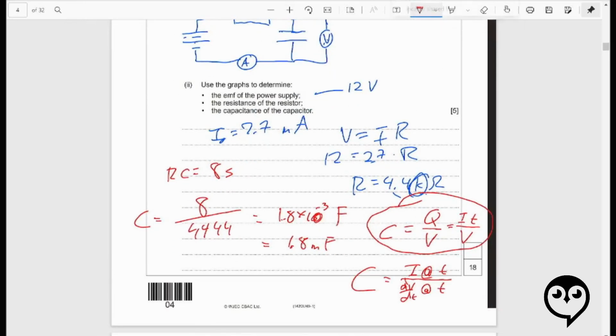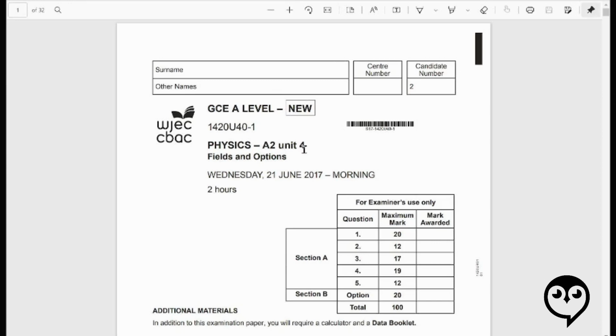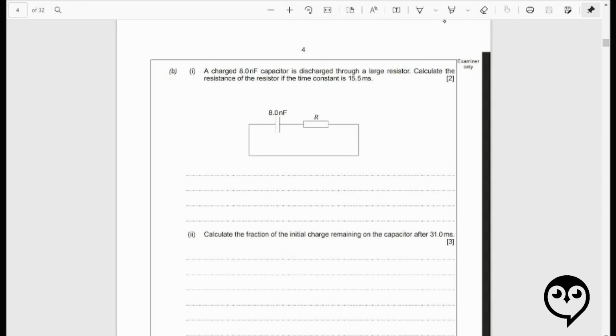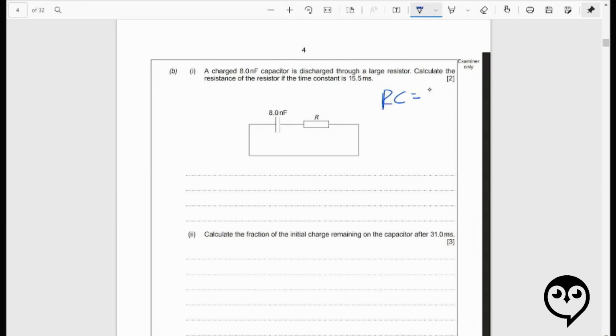What a lovely question. Well, this is an A2 Unit 4. This is WJEC. This is the fields and options. So a charged 8 nanofarad capacitor is discharged. Okay, calculate the resistance of the resistor if the time constant is 15.5 milliseconds.